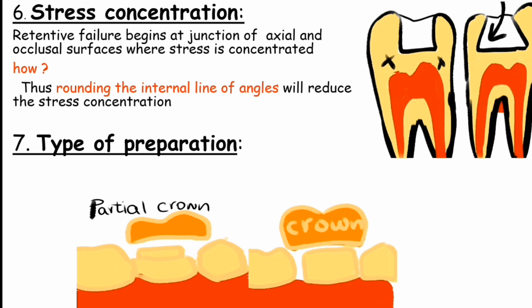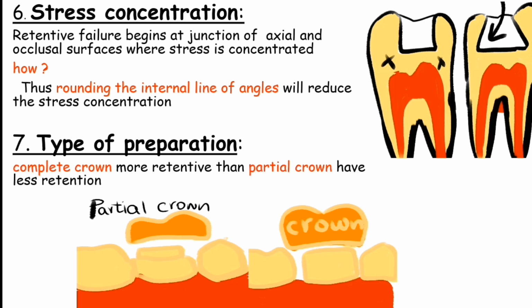So mainly that is the junction of axial and occlusal wall, and that is the area where stress is concentrated. So how can we solve this problem, so that there is no stress concentrated at this area? This can be achieved by rounding the internal line angles. You can see the arrows showing this on the second tooth. These line angles are rounded, that is the junction between axial and occlusal wall. So it will reduce the stress concentration.